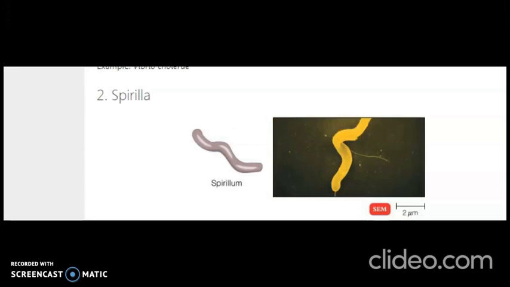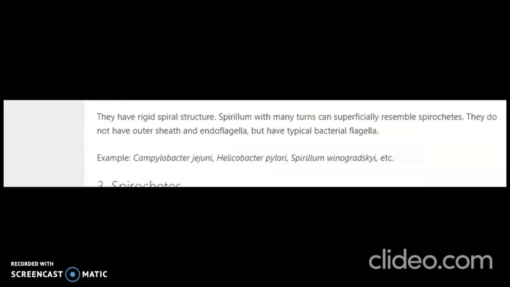The second one is Spirilla. The spirilla have a rigid spiral structure. Spirillum with many turns can superficially resemble spirochetes. They do not have an outer sheath and endoflagella but have typical bacterial flagella. Examples are Campylobacter jejuni, Helicobacter pylori, Spirillum winogradskyi.